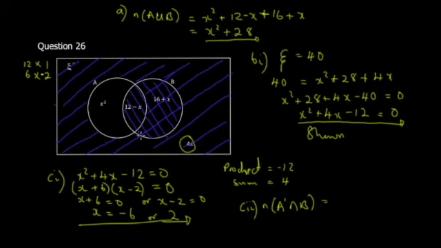This is the intersection where the lines cross. And then in the intersection we have what? We have 16 plus x. So 16 plus x, which is equal to 16 minus 6 or 16 plus 2. Which is equal to 10 here, or here you get 18.